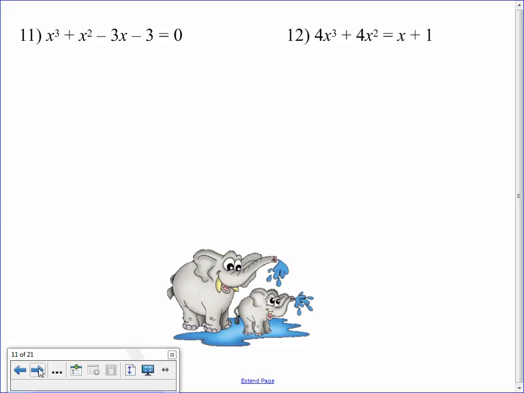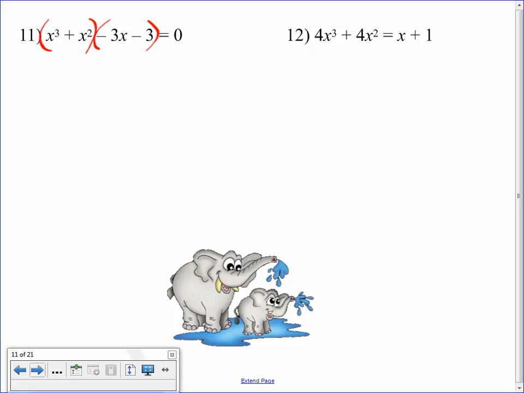All right, so number 11, notice there are 4 terms. This one's already set equal to 0 for us. So we're going to group the first 2 and group the last 2. Please include whatever that sign is with that. Don't just leave that in between the parentheses. Include that in there. You would put it right back to where it was.